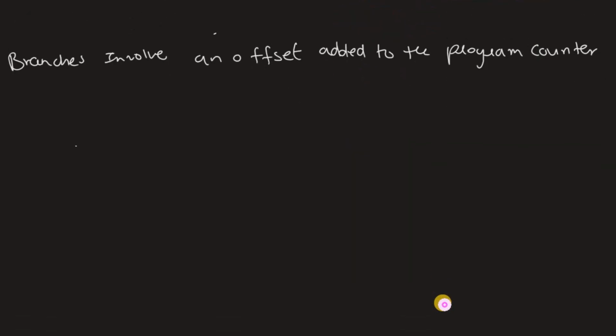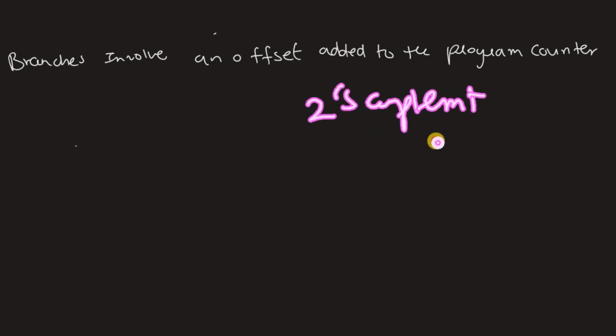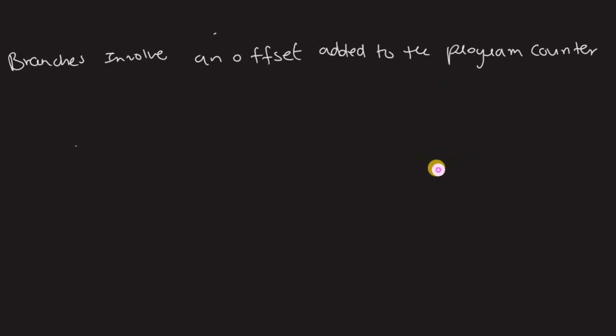Branches involve an offset to the program counter. And the offset, if you want to know, is encoded in 2's complement. Since the offset is encoded in 2's complement, there's going to be a limit on the range that the branch could actually reach.